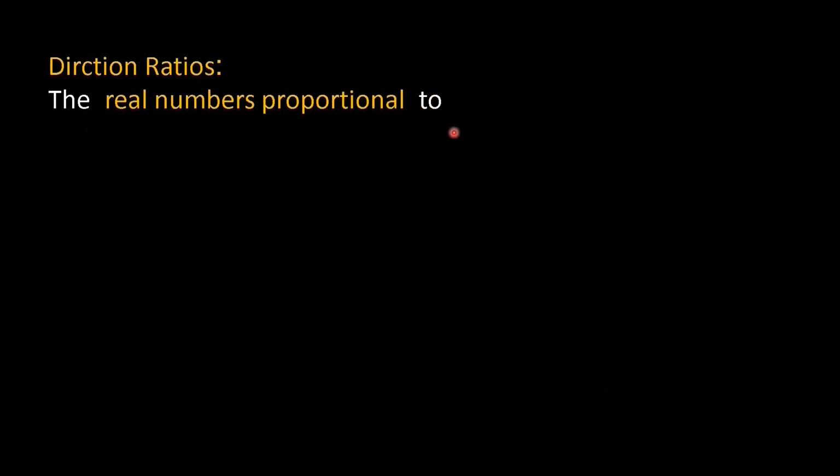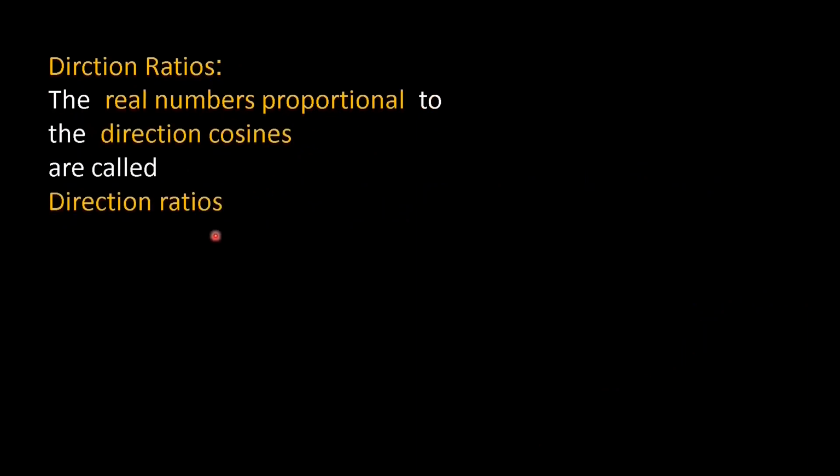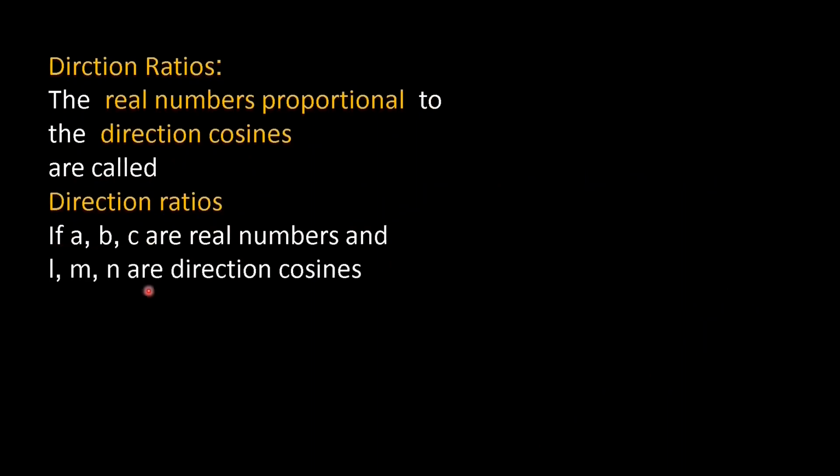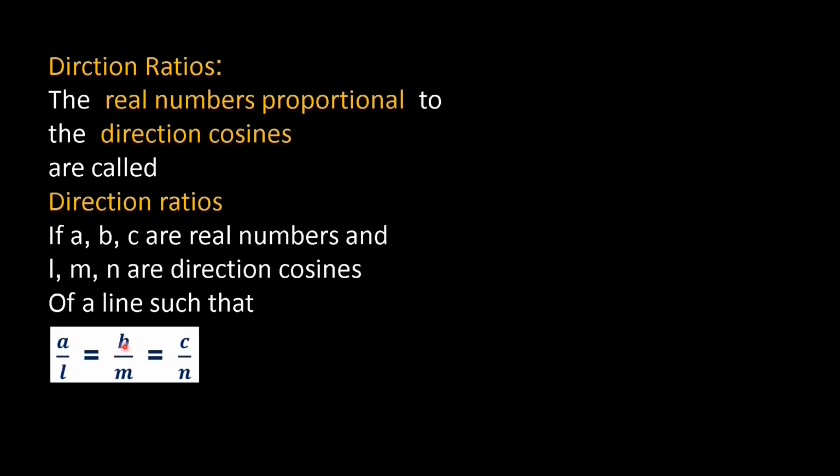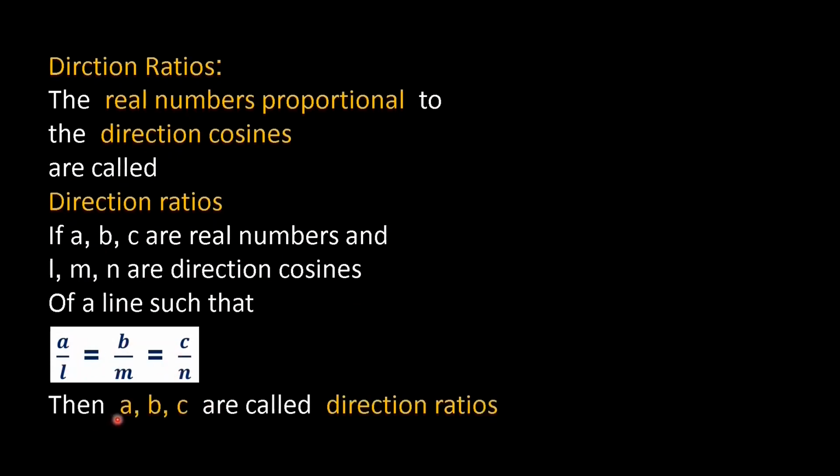The next concept is called direction ratios. The real numbers proportional to the direction cosines are called direction ratios. If a, b, c are real numbers and l, m, n are direction cosines of a line such that a by l equals b by m equals c by n, then a, b, c are called direction ratios.